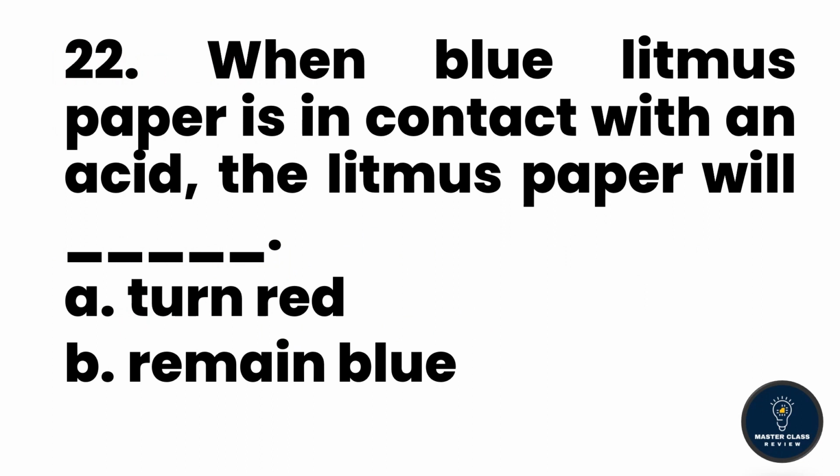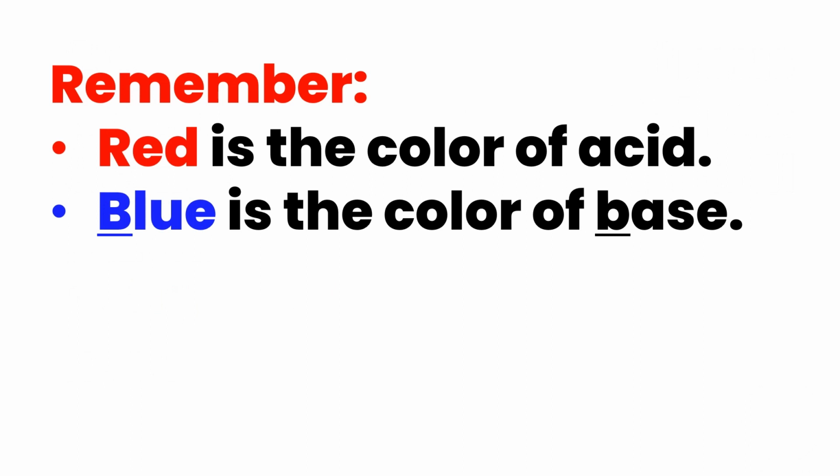When blue litmus paper is in contact with an acid, the litmus paper will what? You're right, it will turn red. Litmus paper is a simple yet powerful tool used to detect the acidity or alkalinity of a solution. It comes in strips of paper treated with a natural dye called litmus, which changes color depending on the pH of the solution it comes in contact with. Remember, red is the color of acid, blue is the color of base.